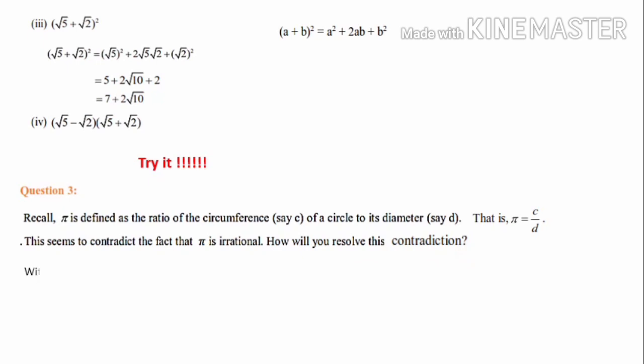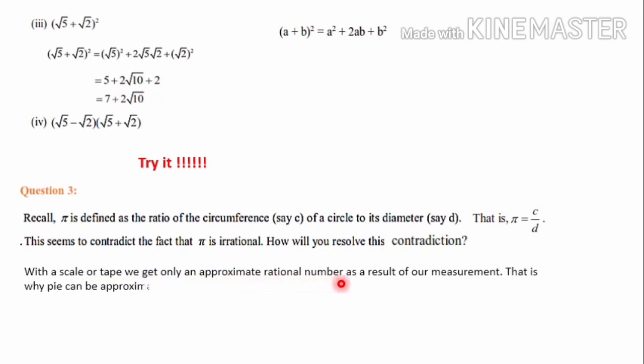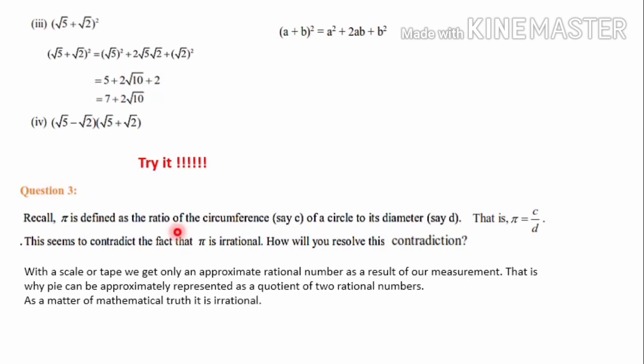It is quite simple. Here, with a scale or tape, we get only an approximate rational number as a result of our measurement. For example, the definition of pi is the ratio of the circumference to the diameter of the circle. For measuring the circumference and the diameter we may use tape or scale, and we get only an approximate rational number, not an accurate value. When we measure we will get an approximate value. So that is why pi can be approximately represented as a quotient of two rational numbers.